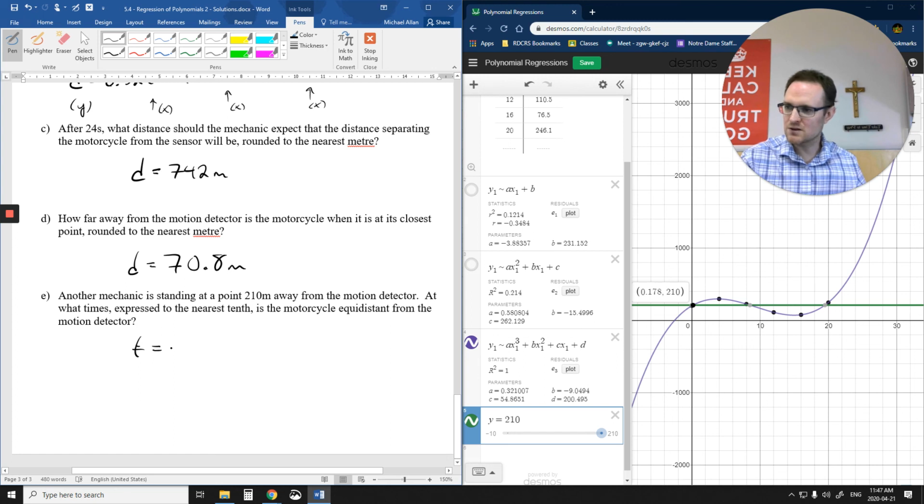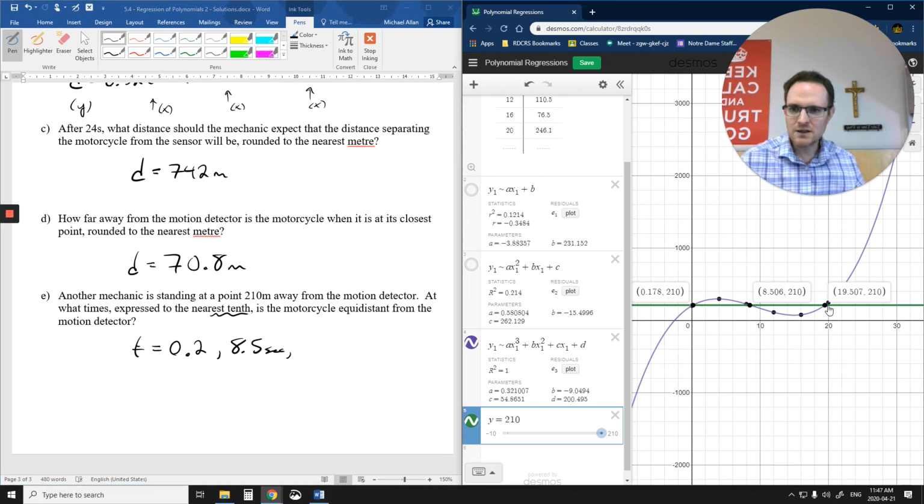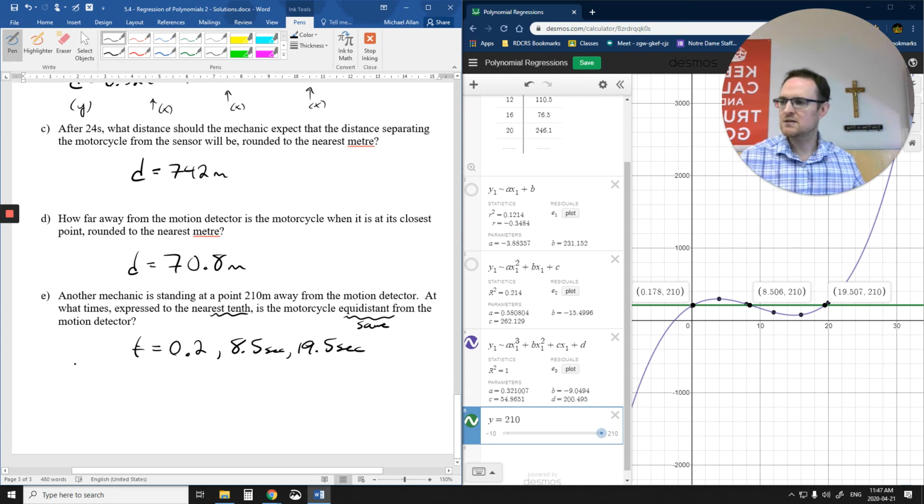When time is equal to, wait, I want this to the what, nearest tenth? 1 decimal place then. 0.2, 8.5 seconds. And the last one here, they all have 210 there. And equidistance just means the same distance. 19.5 seconds. So all those times there.